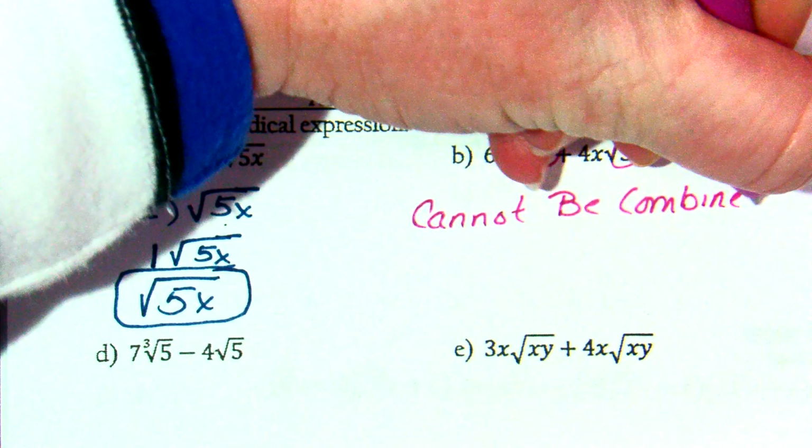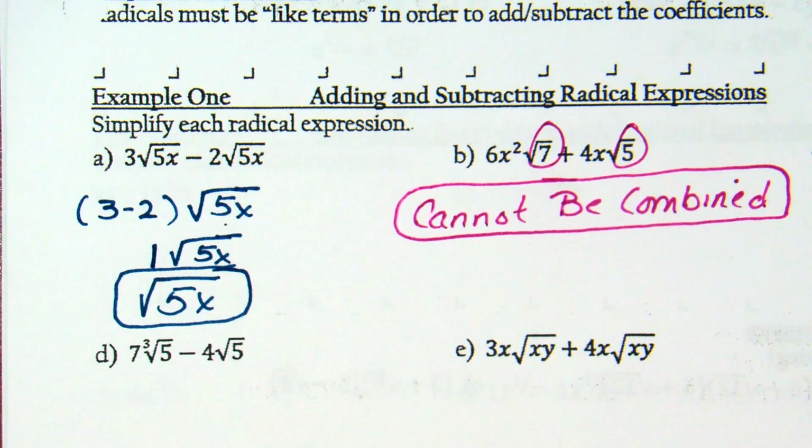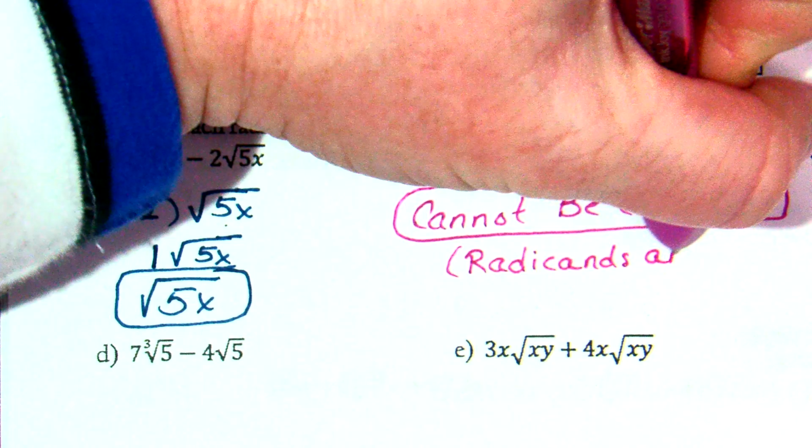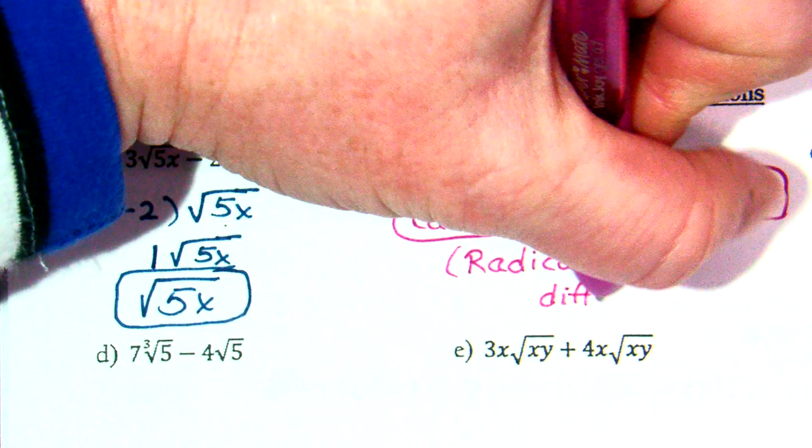My reasoning that they cannot be combined, I'm going to give you a vocabulary word here. The radicands are different. What do I mean by radicands? That's the number or term under the square root. So in this case, the 5 and 7 are different. But if you want the official lingo, it's the radicands are different.